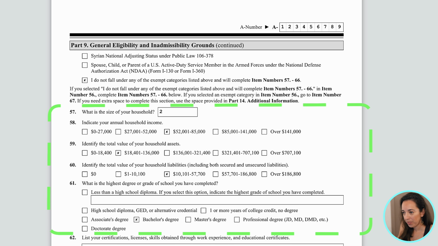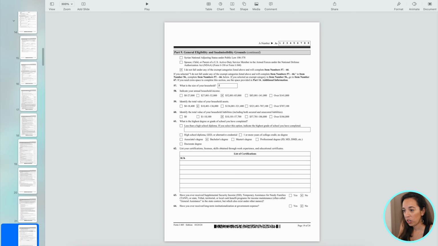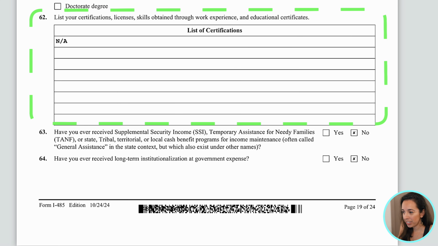Question 61 asks, what is the highest degree or grade of school you have completed? So this goes back to the beneficiary, non-US citizen, the applicant on this form. So my husband selected bachelor's degree. Question 62 asks you to list any certification, licenses, or skills. You can put whatever is relevant. If you have a skill or something like first aid, but we just selected NA as it's not really relevant to our petition.